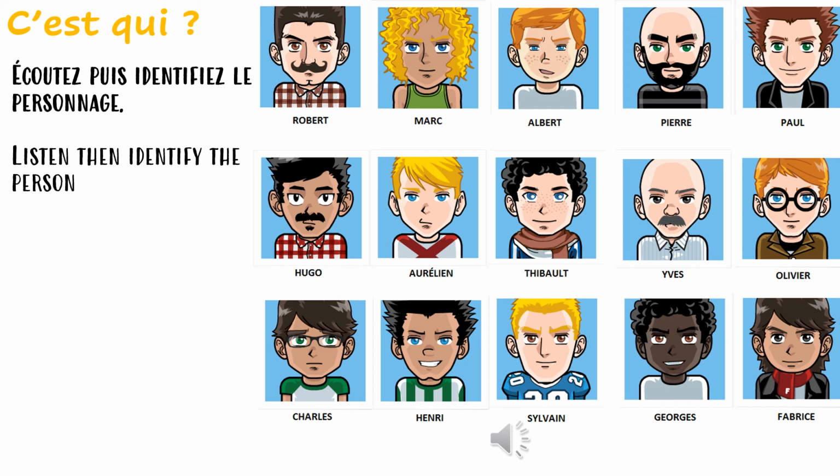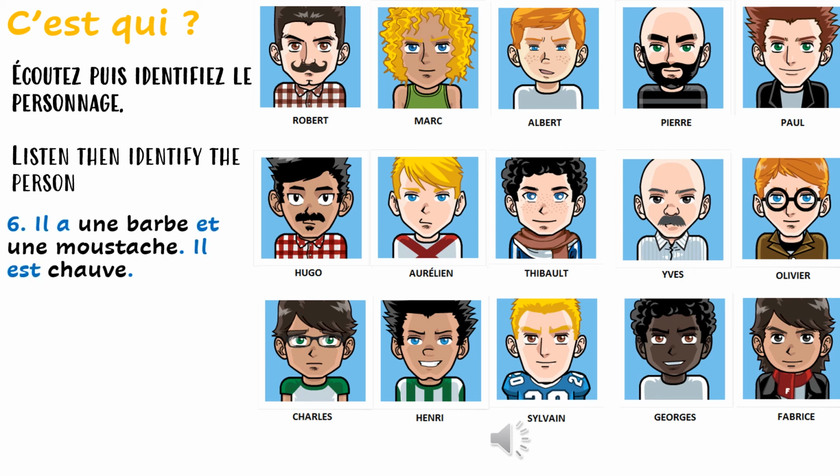Alright, so we're bringing the house down. Let's go and see this one, alright? Numéro 6. Il a une barbe et une moustache. Il est chauve. C'est qui? C'est, that giveaway, it is Pierre. Oui, c'est Pierre. We just did it in the previous one. Il a une barbe. Check. Il a une moustache, check. Il est chauve, check. Ça va, c'est Pierre, c'est clair. On y va, c'est gagné, vous avez gagné. You just won. Félicitations, congratulations, okay? So c'est Pierre. On y va, on continue. Let's go to the next one.